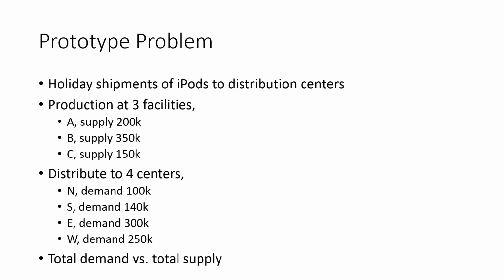So here we see an example: a transportation problem with three supply sources and four demand centers. The capacities of the supplies are 200, 350, and 150, and they add up to 700, while the requirements of the demand centers are 100, 140, 300, and 250, which add up to 790, which means there's a difference of 90. That means I have to create a dummy supply with a capacity of 90, which is the difference. And we're going to see that in the next slide.